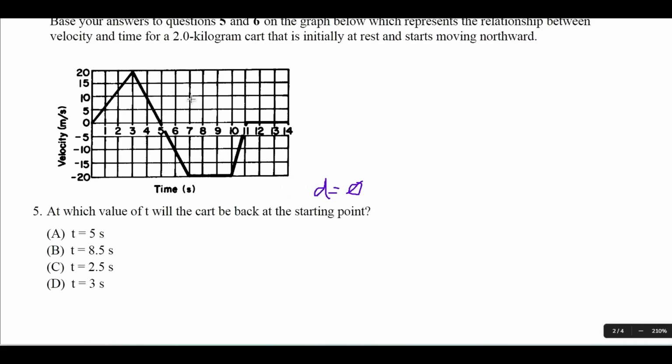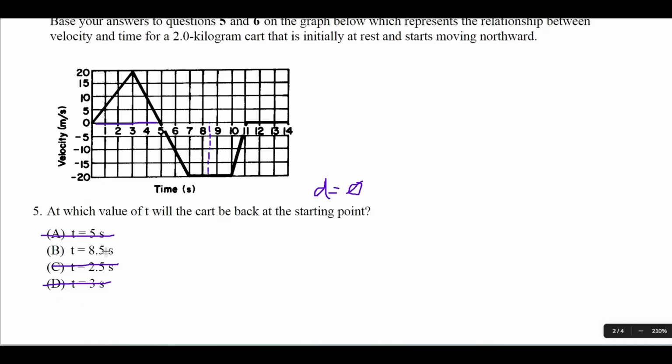But the displacement is 0, and we get displacement by looking at the area. The only way for the area to be equal to 0 is if the area above the curve, so this section, is equal to the area below the curve. So what I can do is get rid of a few choices. This one is going to be wrong because during the first 5 seconds, the graph is always above the 0 axis, so the area is going to be positive. I could also get rid of 2.5 for pretty much the same reason. And 3 seconds. Wow, I can actually get rid of all three choices, and I'm left with 8.5.